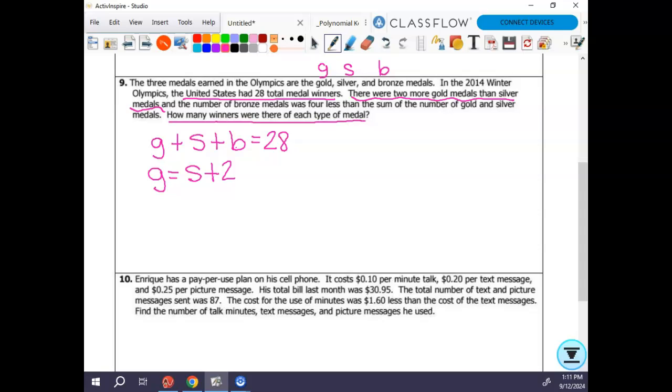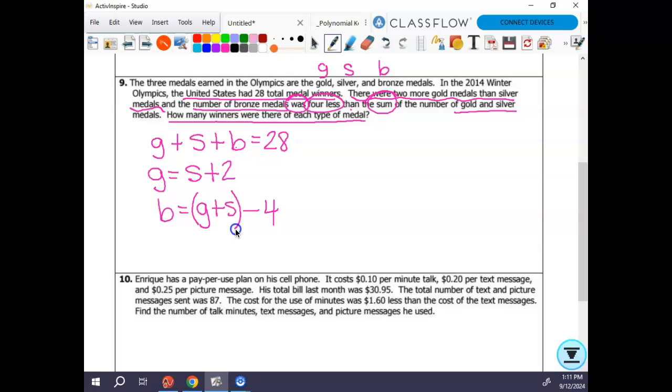Then it says the number of bronze medals was, which is a different form of is, right? So the number of bronze medals was or is 4 less. So it's not 4 minus, right? 4 less means I'm subtracting 4 at the end. Oops, and I probably need to move it over more. 4 less than the sum. What does sum mean that I do? What operation? Add. The sum of the number of gold and silver medals. So this is going to be gold plus silver.